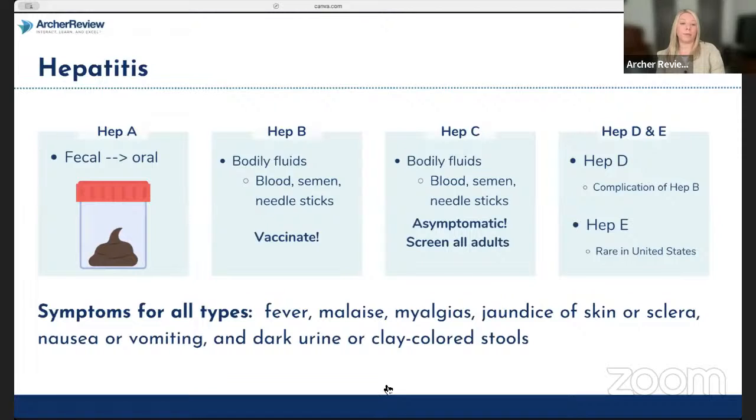So let's talk about symptoms. So remember, we're thinking liver dysfunction here. So of course, we'll see some jaundice of the skin or sclera and maybe dark urine, but other symptoms include fever, malaise, myalgias, and then those dark or clay-colored stools and nausea and vomiting.